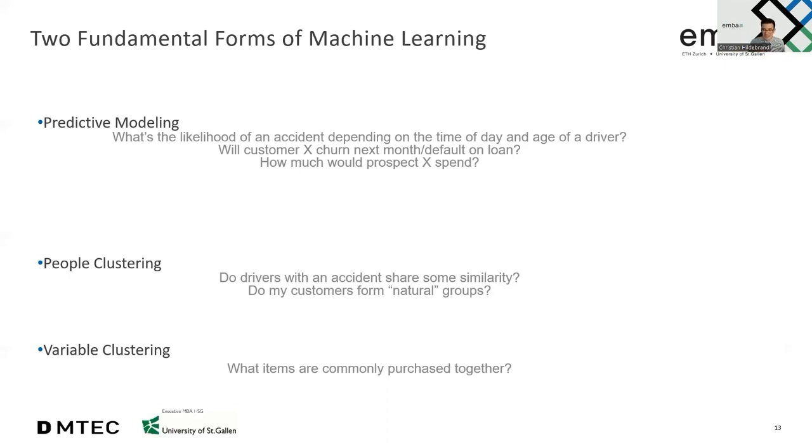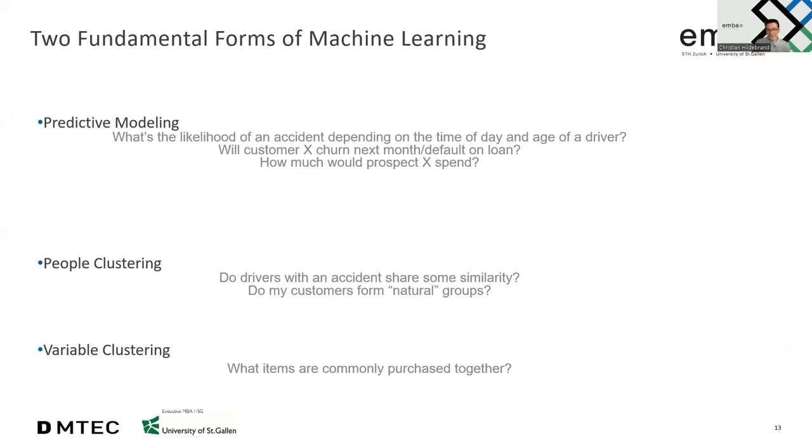So in the first case, we want to understand those people that all had an accident. What are similarities between people that had an accident? Or do I find different segments of customers? So do they form natural groups? We don't really have an outcome. What we want to get are these natural groups.